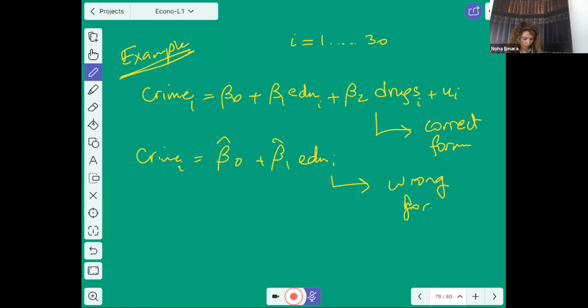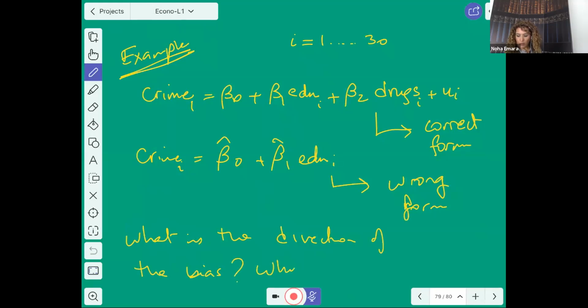I want you to tell me what is the direction of the bias, and why. You need to explain. On any assessment, whether this is a quiz, assignment, or exam, when I ask you any question, just give me more details. Because if you say direction positive, this is not a full answer. So I want you to think about what's the direction of the bias and why.